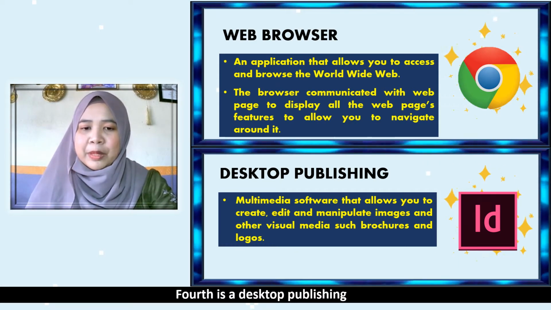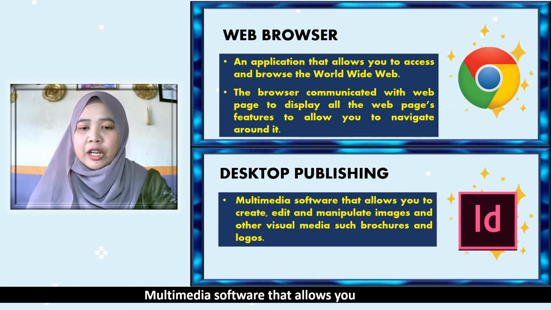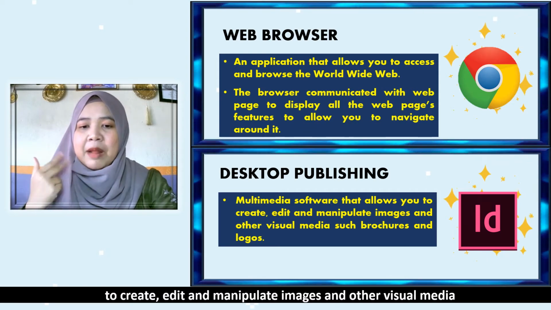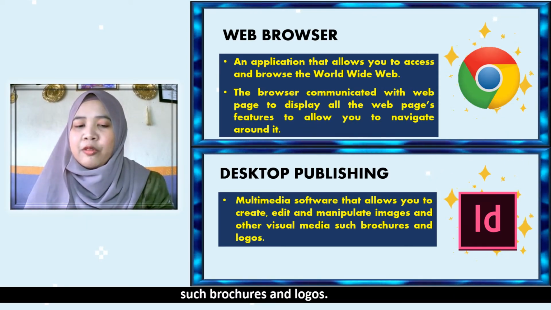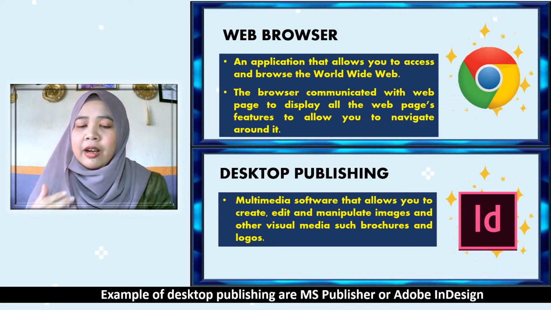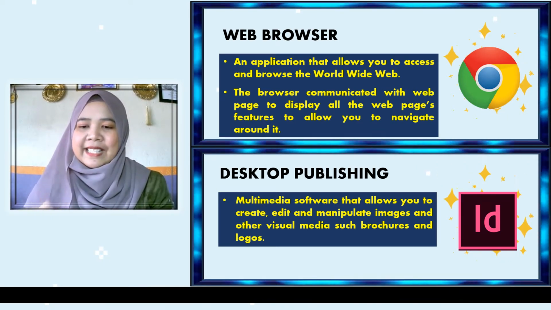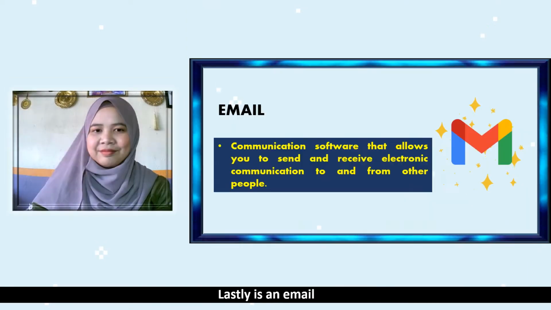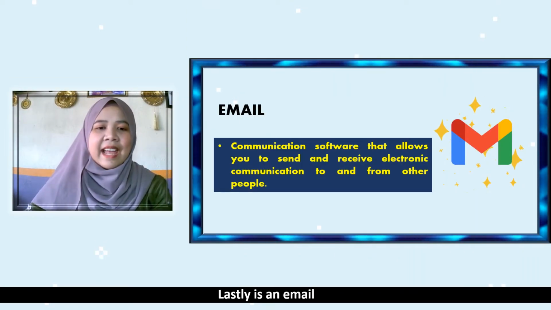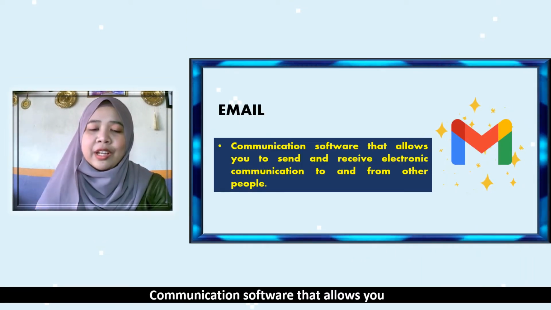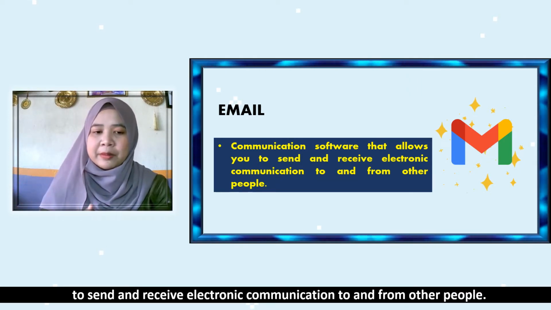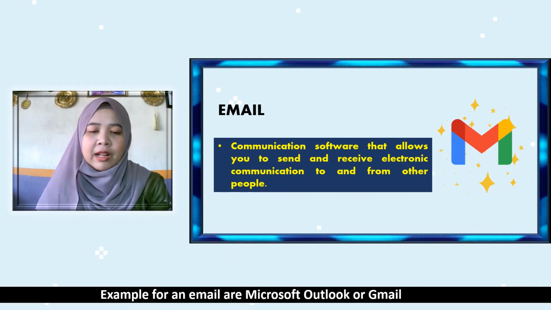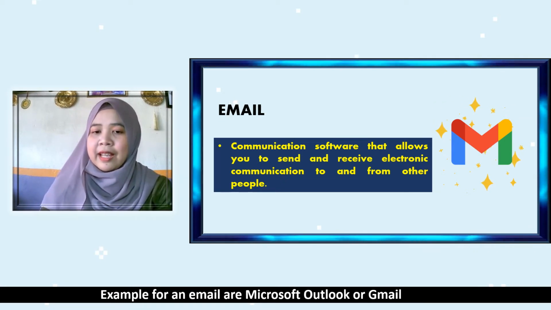Fourth is desktop publishing, multimedia software that allows you to create, edit, and manipulate images and other visual media such as brochures and logos. For example, desktop publishing are MS Publisher or Adobe InDesign. Lastly is email. It's a communication software that allows you to send and receive electronic communication to and from other people. Examples of email are Microsoft Outlook and Gmail.